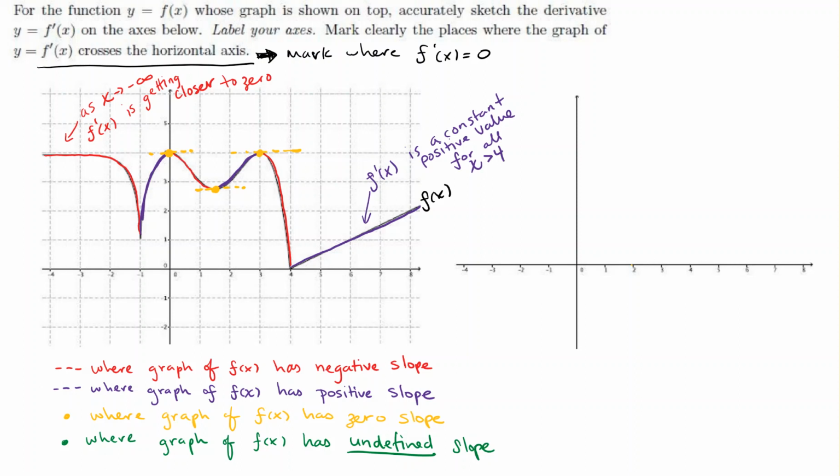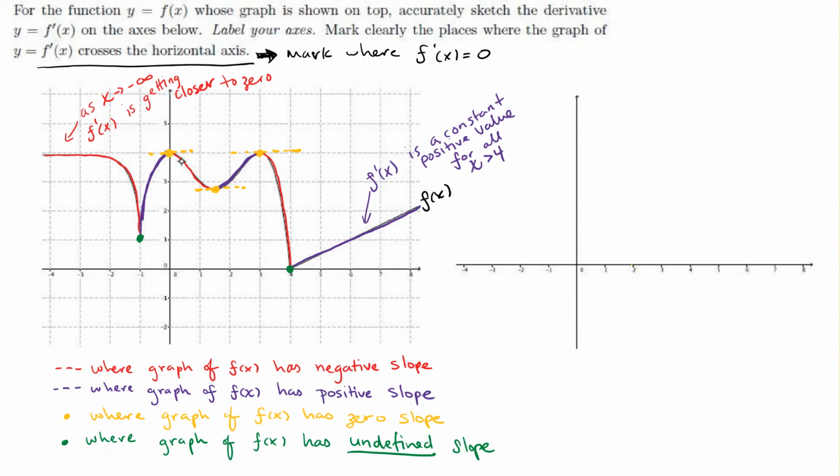Now let's think about where the graph has undefined slope. And we see that the derivative is undefined at x equals -1 and x equals 4, because here we have a cusp right at -1, and here we have a sharp corner at 4. Now that we've taken time to really understand this graph very clearly in terms of its slopes, we're ready to translate all this into the graph of the derivative.